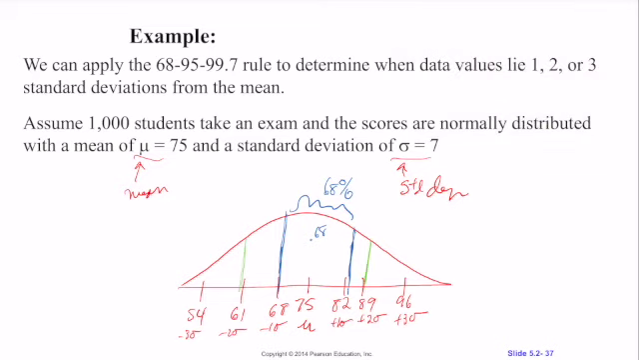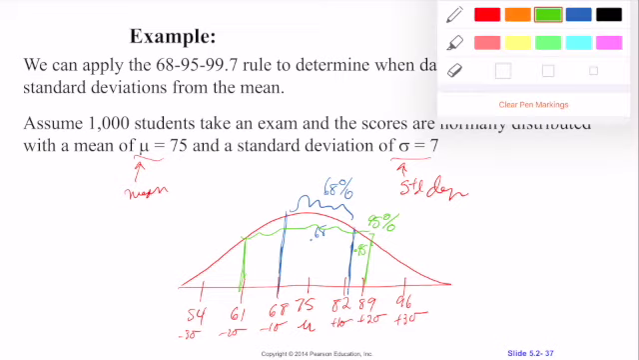If I go 2 standard deviations, I have 95% of the data. So that means the area over here is 0.95. This is really important, right? Remember, the entire area under the curve is 1.